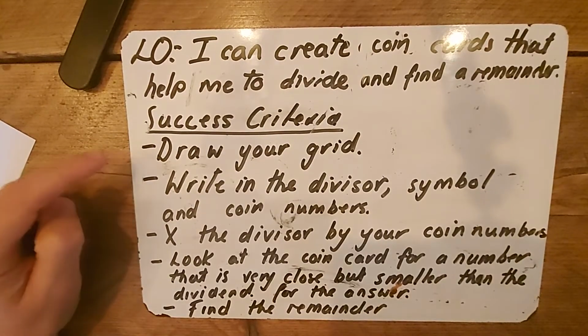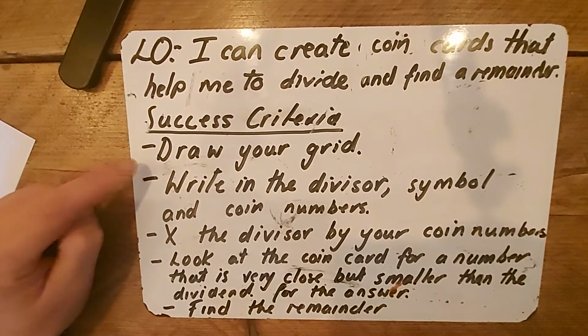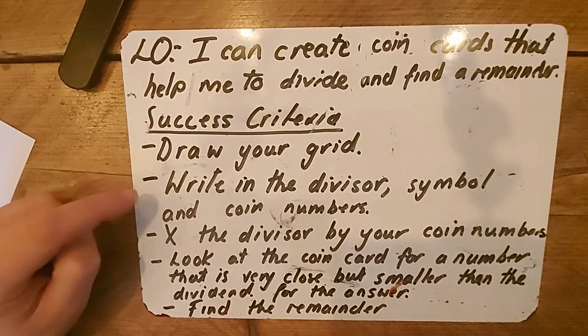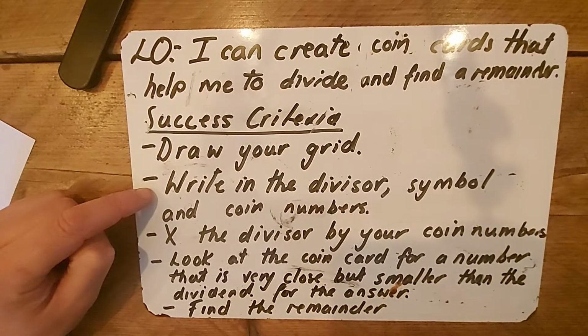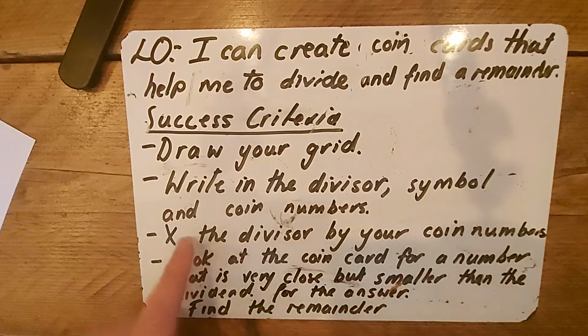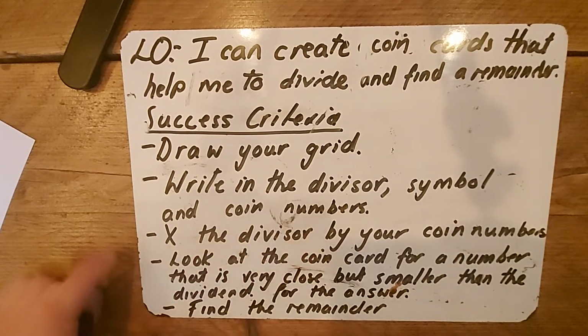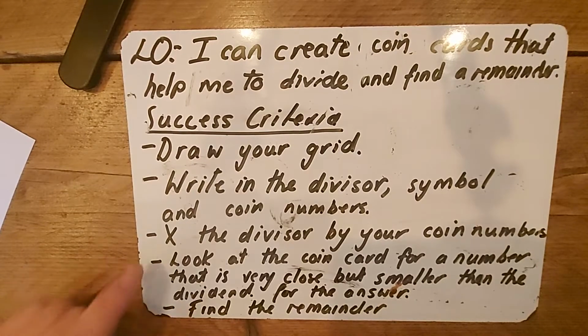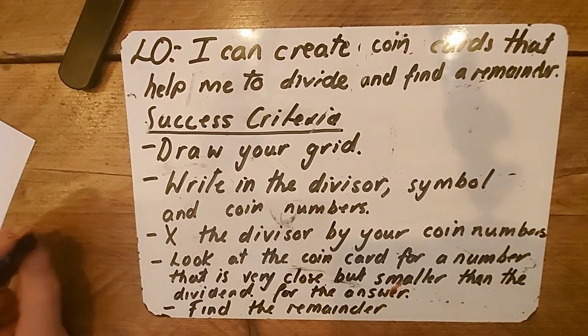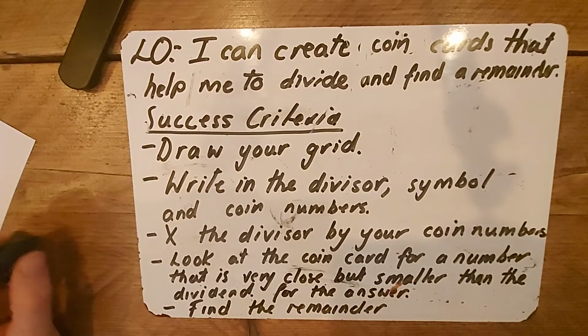First up, once you've got your division number sentence, you draw your grid, nice and easy. Then you write in the divisor, which we talked about yesterday, but I will talk again. You put your symbol in and you write in the coin numbers, okay? Then you times the divisor by your coin numbers. Then you look at the coin card for a number that is very close but smaller than the dividend.